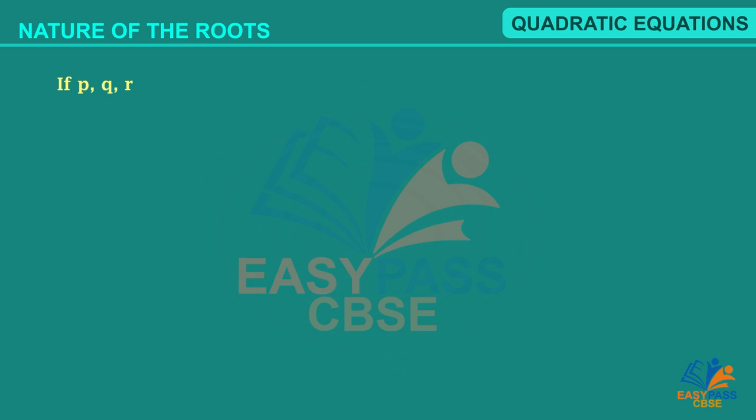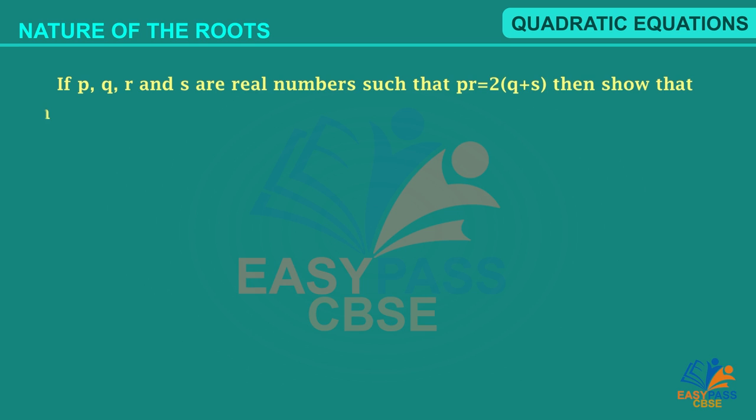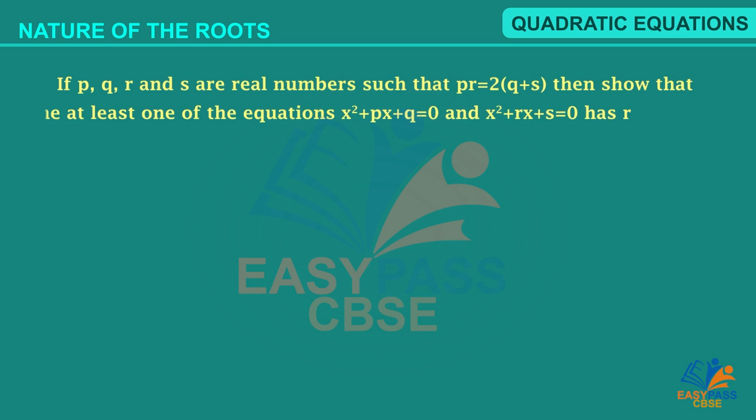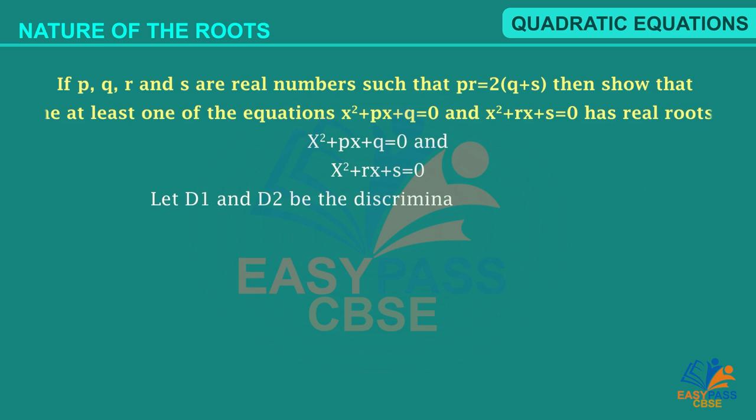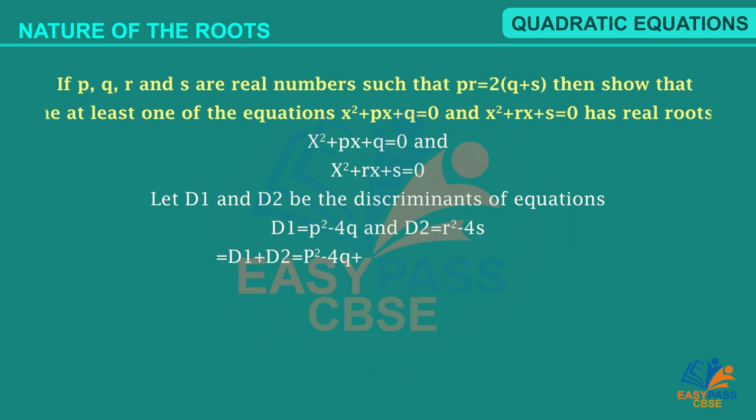If p, q, r and s are real numbers such that pr is equal to 2 times of q plus s, then show that at least one of the equations x square plus px plus q equals 0 or x square plus rx plus s equals 0 has real roots. So here two equations are given and one condition is given. First, let us find D1, the discriminant of the first equation, and D2, of the second equation. D1 is equal to p square minus 4q. D2 is equal to r square minus 4s. Now D1 plus D2, if you simplify, you will get p square plus r square minus 4 times of (q plus s), that is, 4 times of pr by 2.